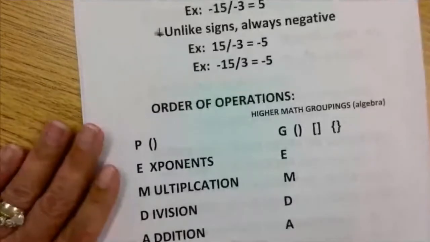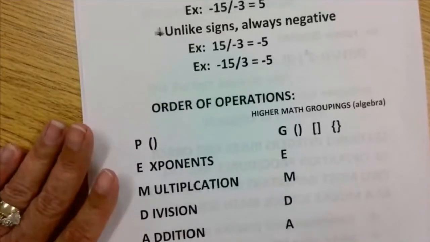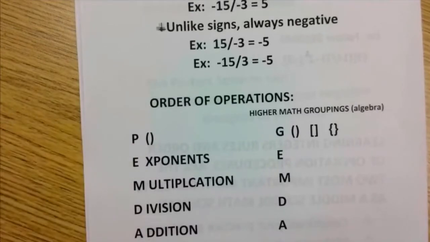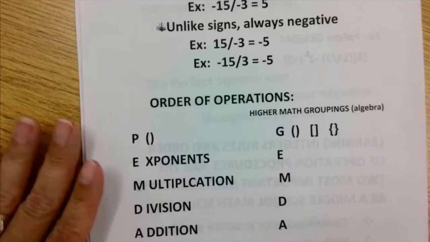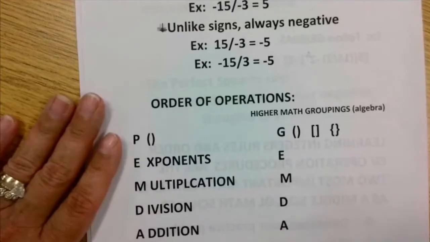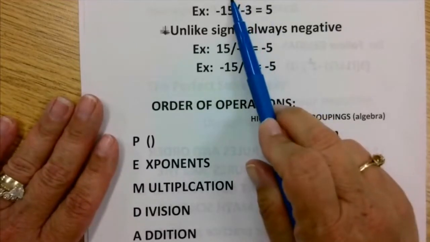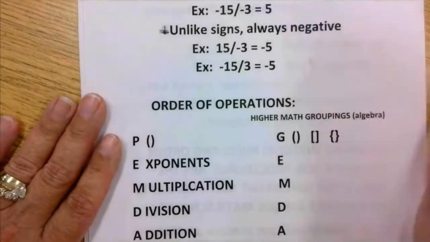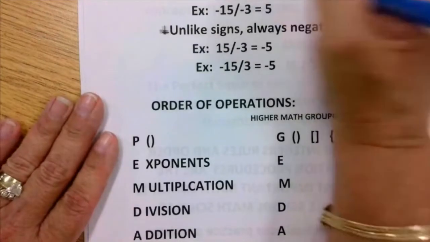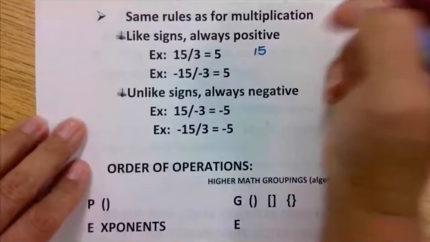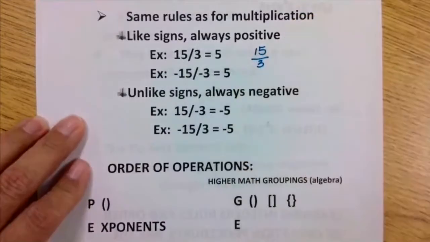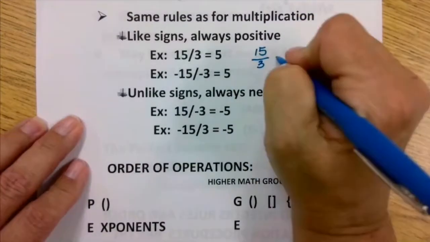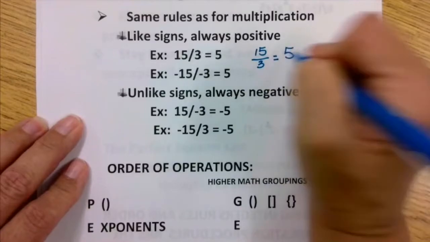All right, next we're moving on to division of integers. Now, luckily for you, the rules are the same for dividing integers as they are for multiplying. But you will see a fraction bar whenever you are dividing integers. It can either be written slanted, or it can be written as an actual fraction bar that way. Either way, it still means to divide.